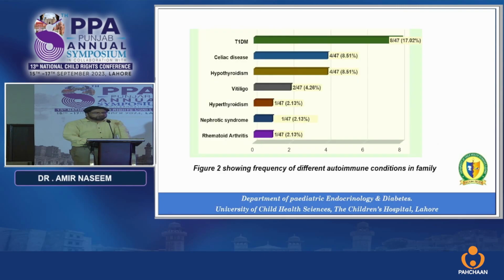This is the frequency of different autoimmune conditions in the whole family, and type 1 diabetes was the most common with a frequency of 17.02%. Celiac disease was 8.51%. Hypothyroidism was 8.51%, and vitiligo 4.26%. Hyperthyroidism 2.13%. Nephrotic syndrome was 2.13%, and rheumatoid arthritis was 2.13%.